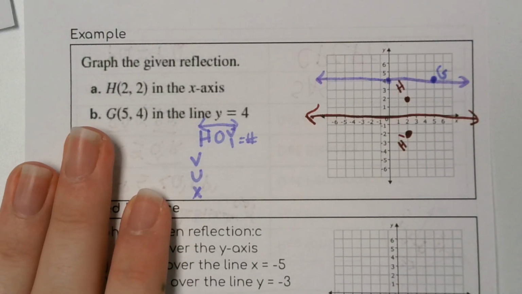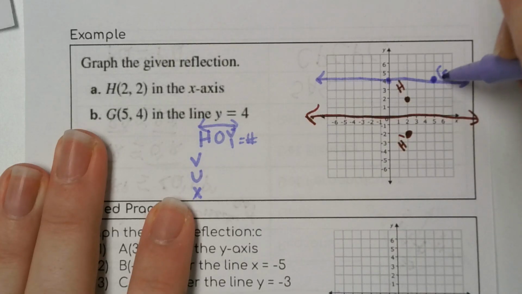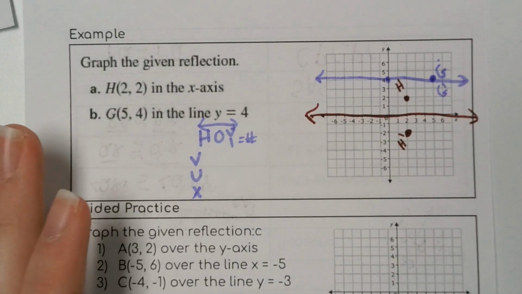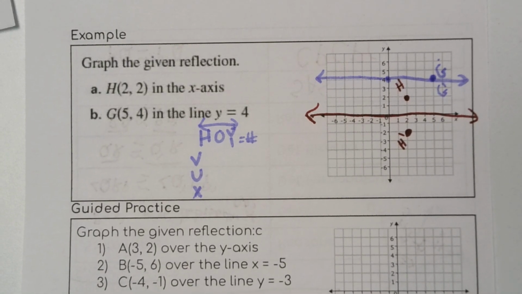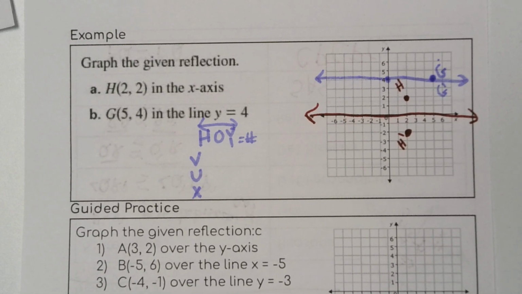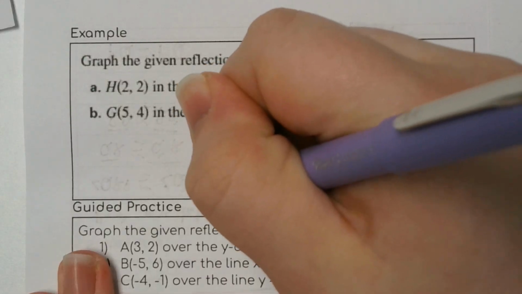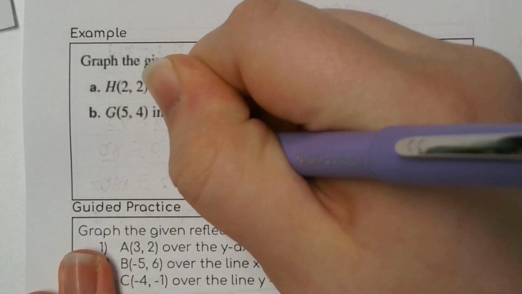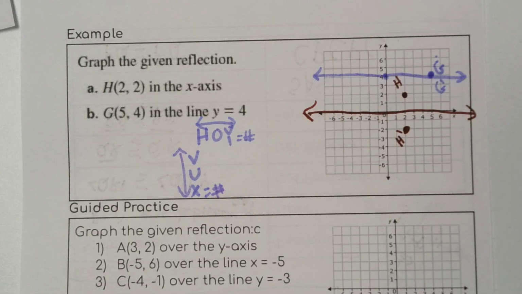Hey, it's on our line. What does that mean? Yeah, you don't have to move it. It's on the line already. So this is also G prime. G and G prime are the same because it's on the line of reflection. The other part stands for when it's x equals a number, it's vertical. Because we'll get there on this next part.